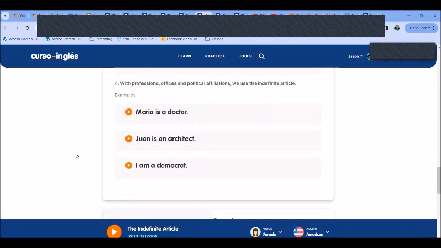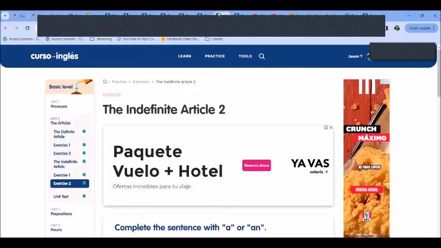And Carla. With professions, office, and political affiliations, we use the indefinite article. Maria is a doctor. Juan is an architect. Architect? Architect. I am a Democrat. Good. Right? Now let's practice.